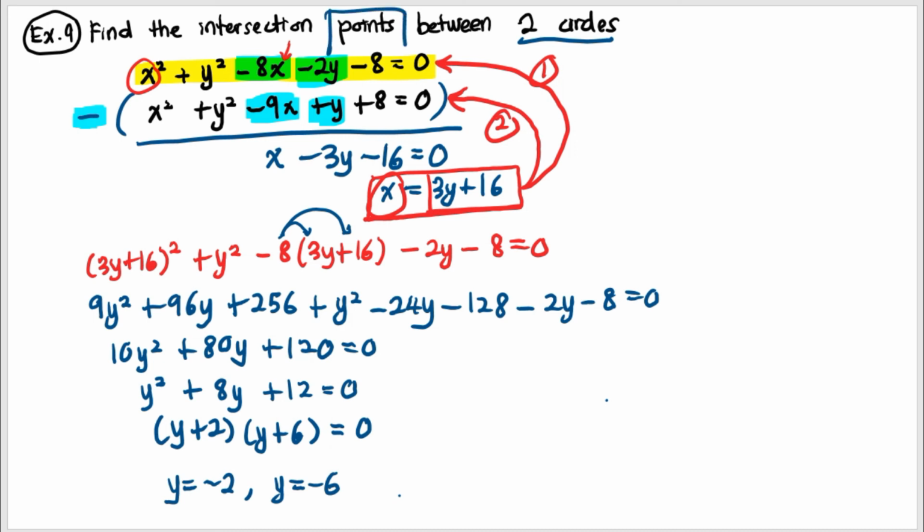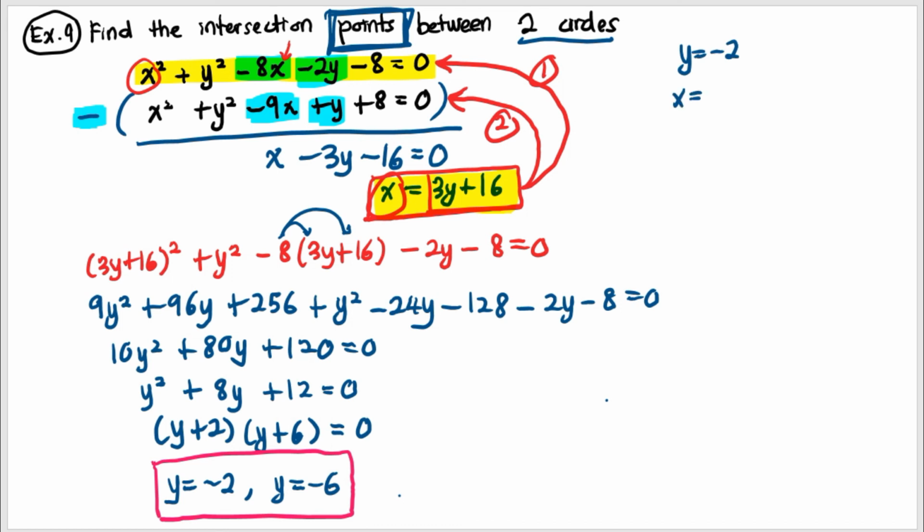But these are the intersection points, meaning that we have to find the coordinates. So we have to find the ordinate of x and the ordinate of y. But now we only have the ordinate for y. So how to find the ordinate of x? We just need to substitute inside this equation. Let me highlight this equation. You need to substitute inside this equation to find the value for x.